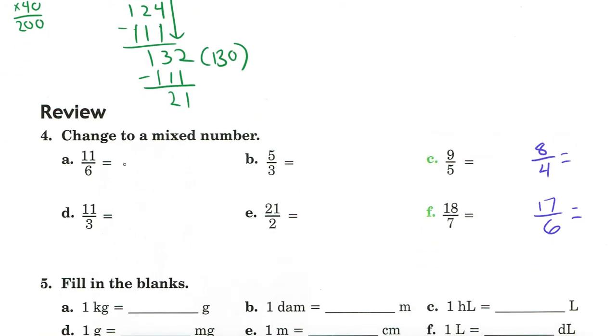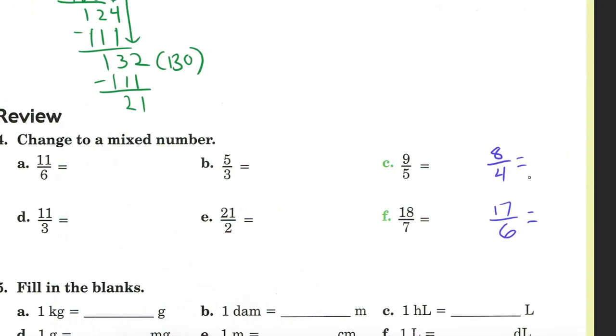All right, let's do a review. Change to a mixed number. So these are all improper fractions. Let me do some example questions here. When we have an improper fraction, we know that we need to do long division, right? Divide the denominator by the numerator. So 4 divided into 8, 2 times. 2 times 4 is 8. Subtract that, 0. So this is 2, just 2.